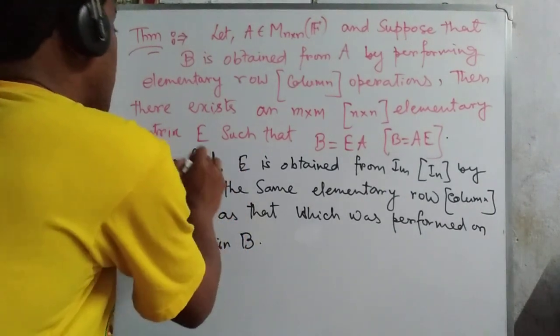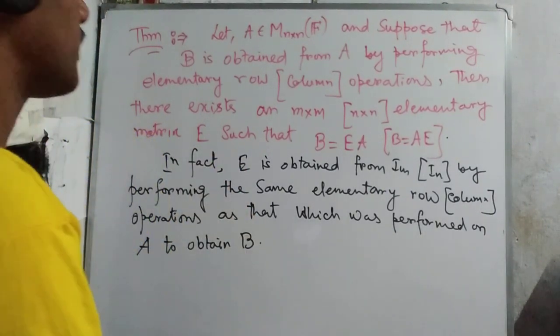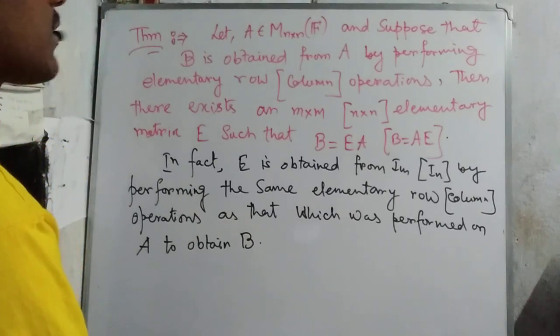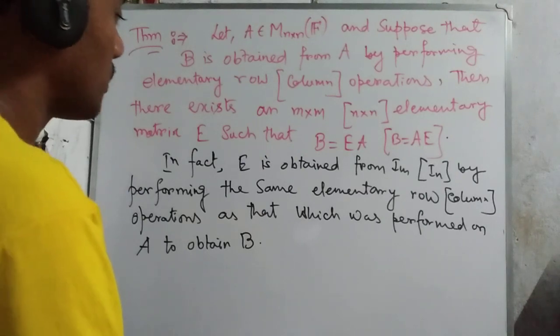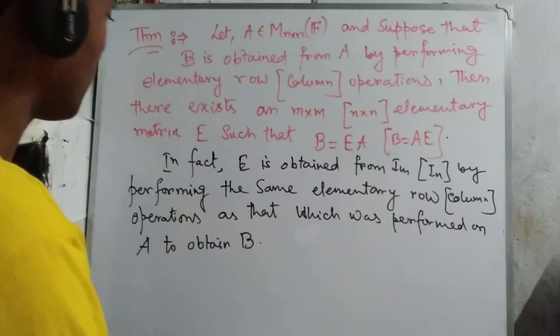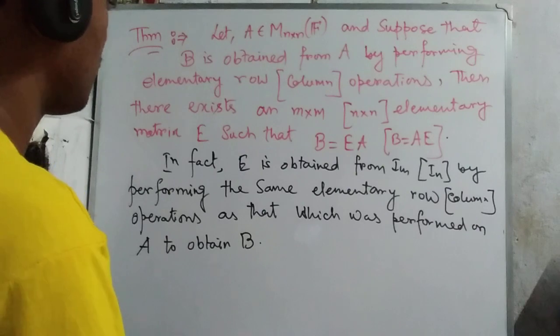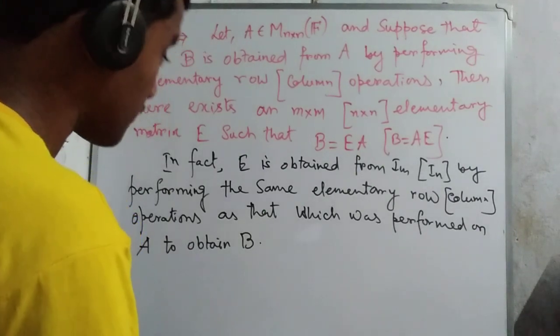That means in fact E is obtained from IM by performing the same elementary row operation as that which was performed on A to obtain B.